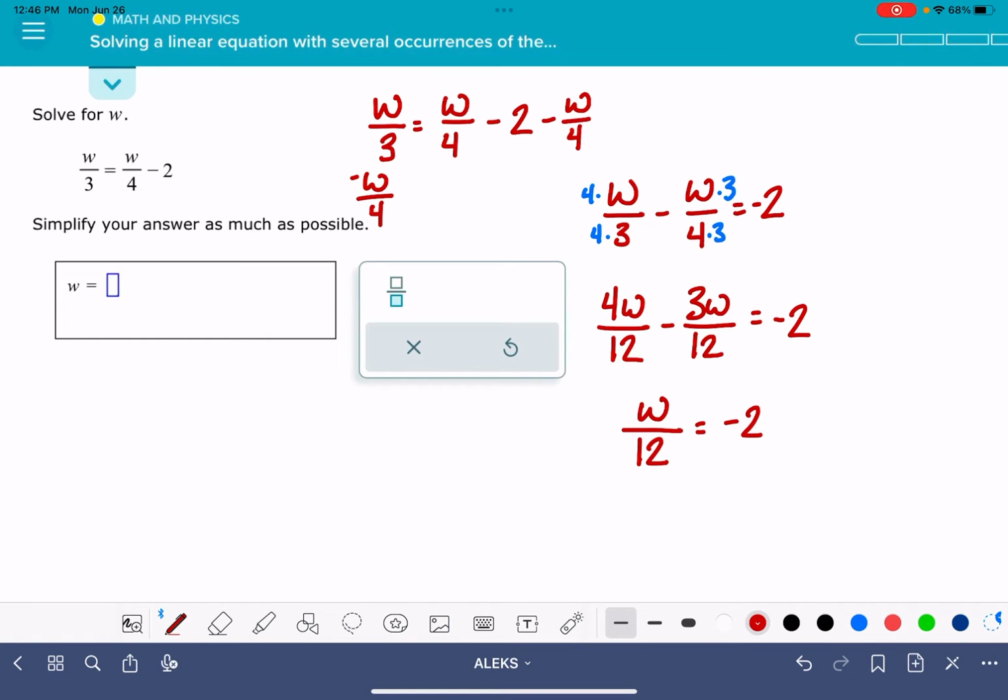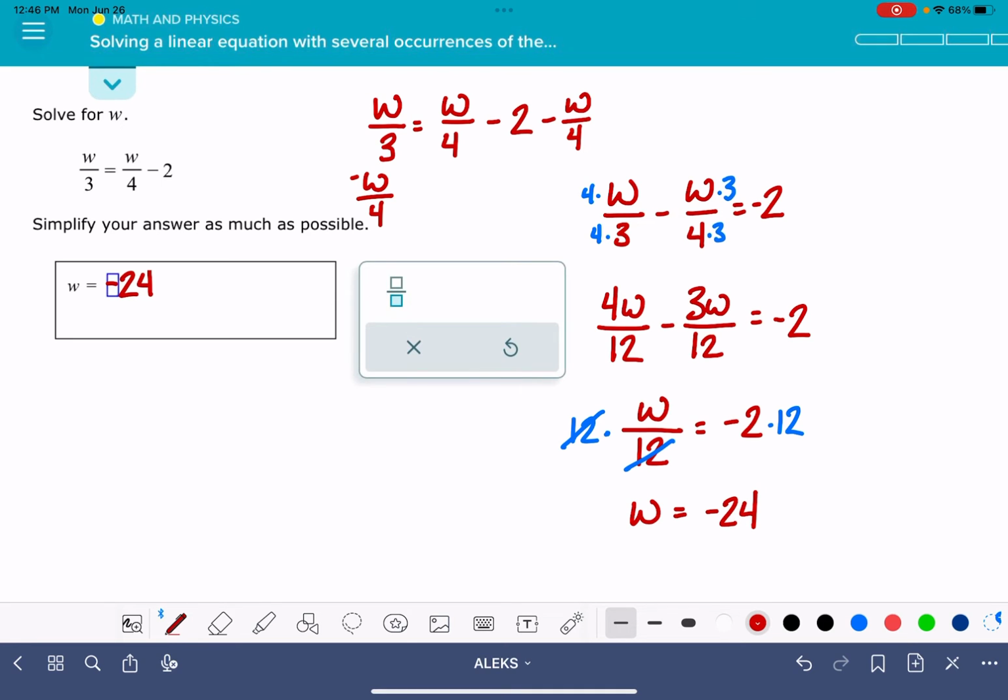The last thing that I need to do is just multiply both sides of this equation by 12. That's going to get rid of the denominator, it's going to get rid of the fraction entirely, and that gives me w equals negative 24 as my answer.